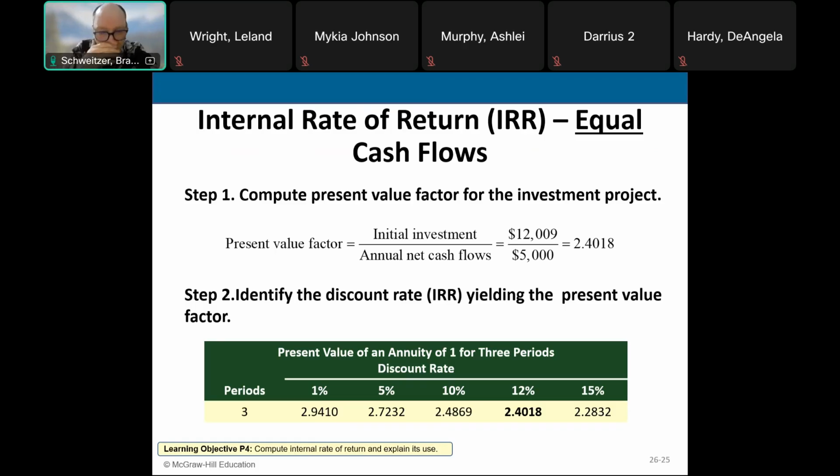Again, you could do this with a financial calculator as well, as long as you have all the information that you need. That's one way of doing it, or you can use the present value of annuity charts or indexes, as they're called.